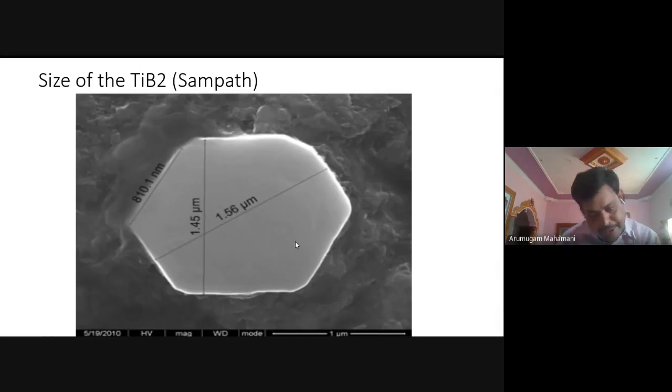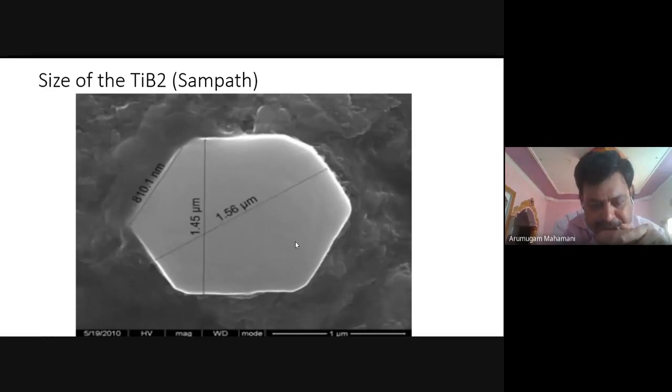So you don't think the minimum is 1.6? Here he selected the maximum particle size and gave it. Normally the maximum is 1.5 micron, and the minimum you can get is up to 700, 800 nanometer; nano-size TiB2 is also formed. So here I want to share one interesting thing.